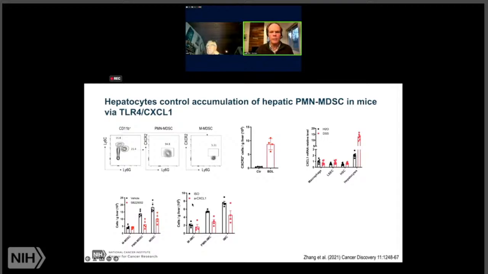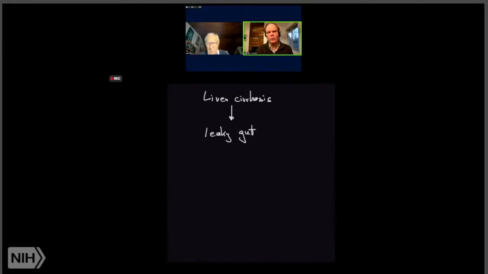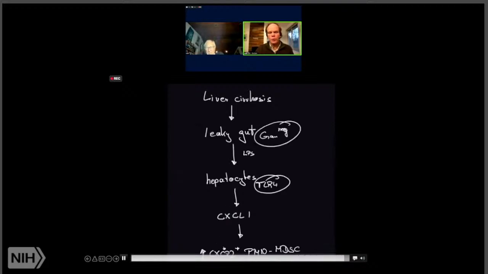We can block CXCL1 or overexpress it to control the number of polymorphonuclear MDSCs. And this is dependent on expression of TLR4 in hepatocytes. You can see down here, in mice where the TLR4 receptor is knocked out in hepatocytes, we don't find these cells. So what I've shown you so far is that in the context of liver cirrhosis, mice develop a leaky gut. We believe that LPS plays a significant role, that it comes into the hepatocyte, or hepatocytes start to produce CXCL1, which leads to an accumulation of, in this case, CXCR2 positive polymorphonuclear MDSCs.